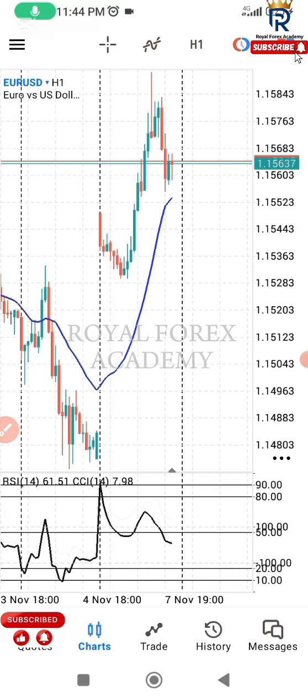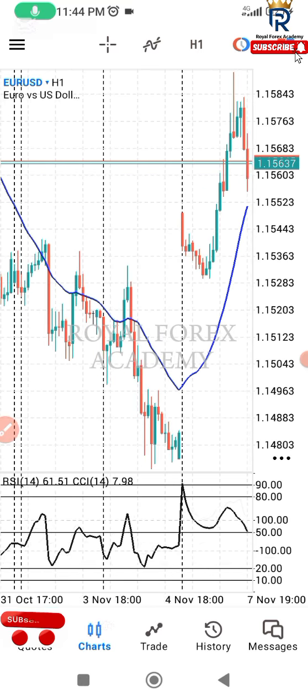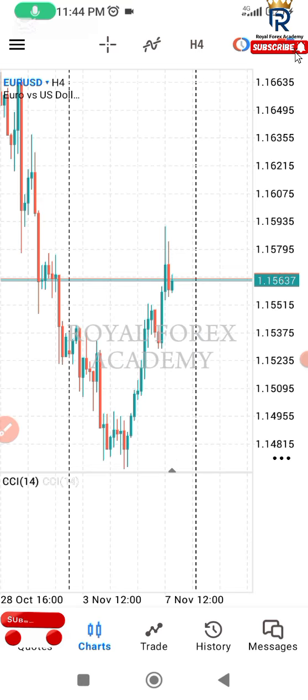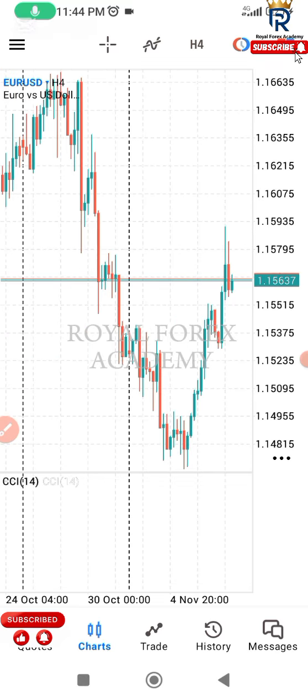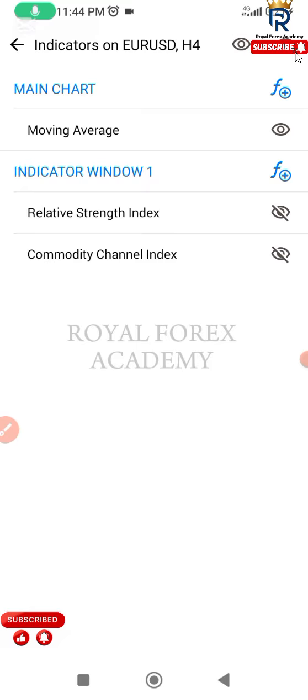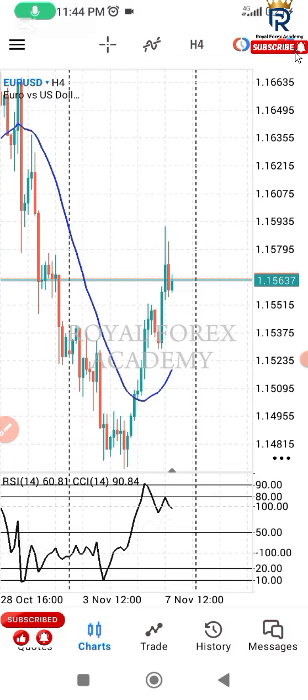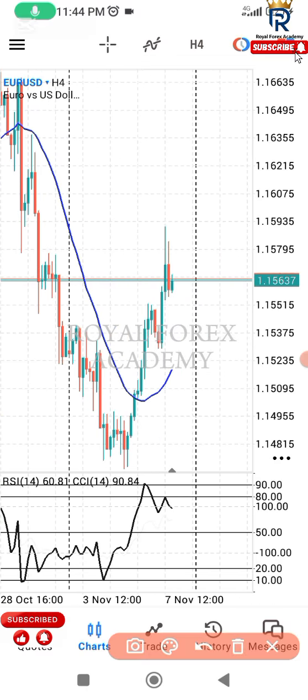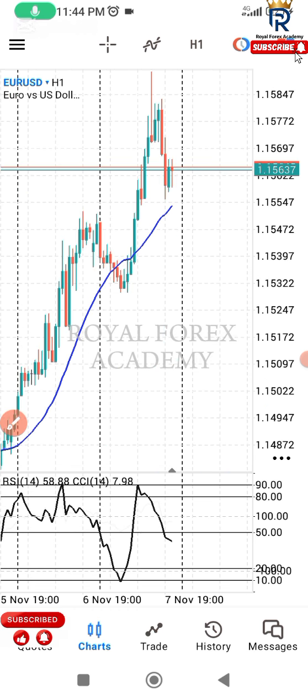Let's look at EURUSD. Okay, this is the EURUSD chart. Let's look at our 4-hour chart. Okay, the chart is still loading. So this is our 4-hour chart on EURUSD. From what we see, price is above the 20 period moving average. So this is an uptrend. Now let's move to our 1-hour time frame.